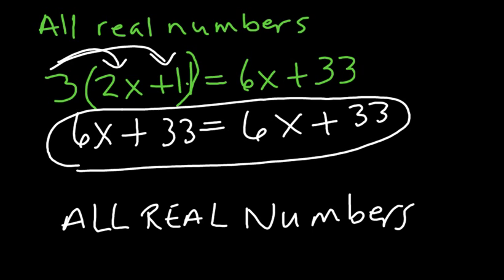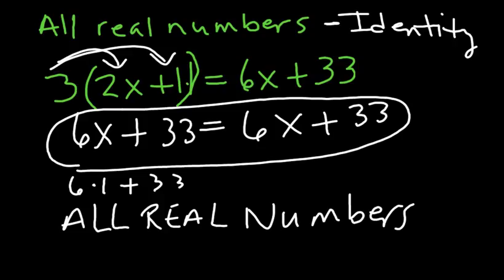So you need to know that. All real numbers, identity mean the same thing. Our book just calls it all real numbers because every number works for this. Look, if you put 1 in for x, 6 times 1 plus 33 equals 6 times 1 plus 33. That would be 6 plus 33, that's 39, equals 39.